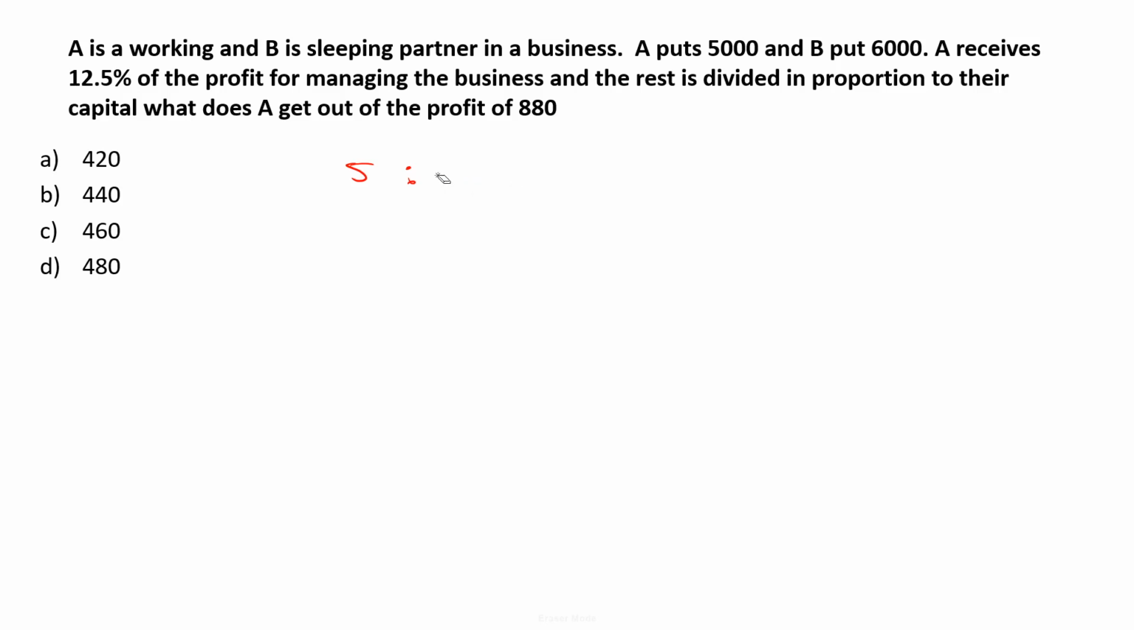880? I would like to introduce a concept here to you. First of all, just solve the question according to the ratio, then we will solve the question in another way, and then you can understand what we are going to do. A is a working partner and B is a sleeping partner, and the ratio of their investments is 5:6. A receives 12.5% of the profit for managing the business. That means A receives 1/8 of the profit.